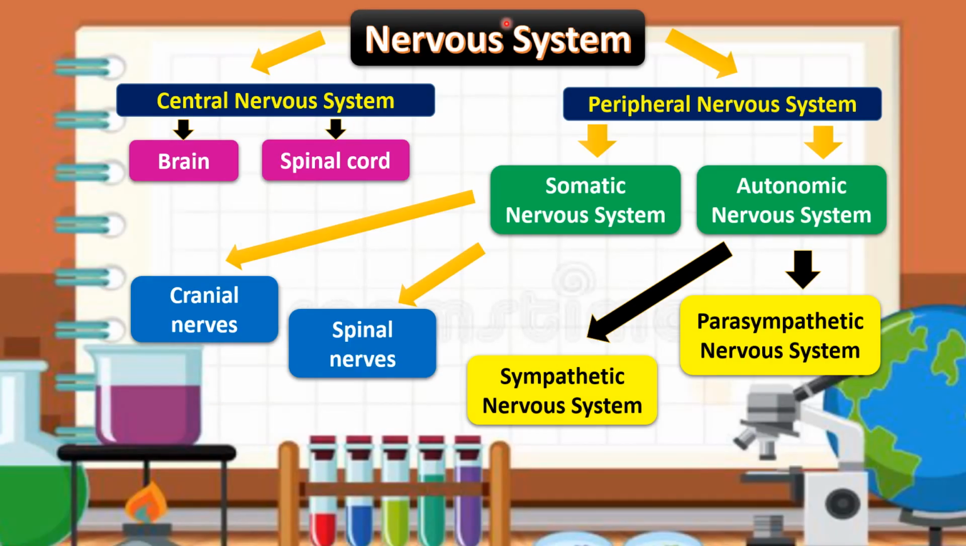So this is the organization of the nervous system. As I have said a while ago, our nervous system is divided into two: the central nervous system and the peripheral nervous system. Under the central nervous system, we have the brain and spinal cord. Under the peripheral nervous system, we have the somatic nervous system and the autonomic nervous system. Under somatic, we have cranial nerves and spinal nerves. And for the autonomic nervous system, we have the sympathetic nervous system and parasympathetic nervous system. So this is the organization of the human nervous system.